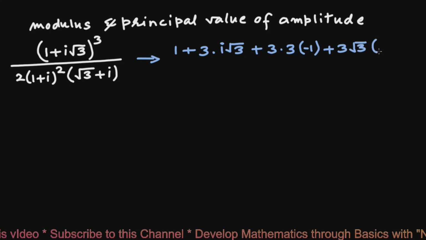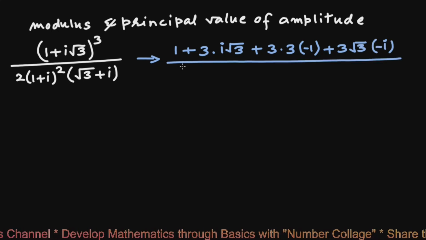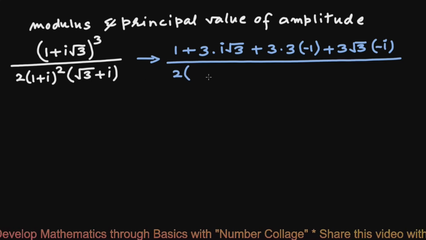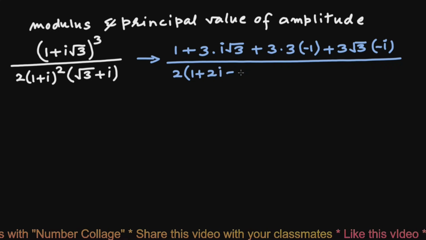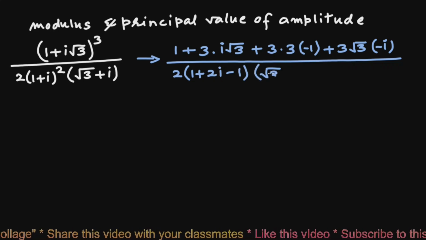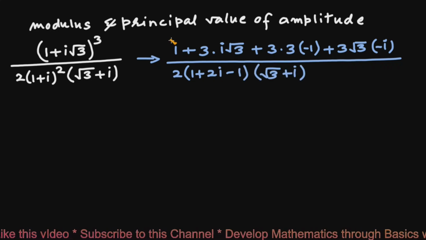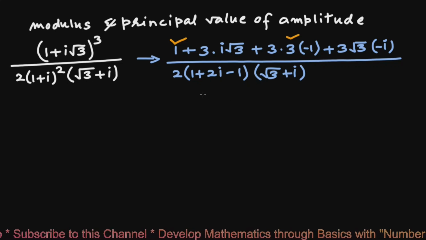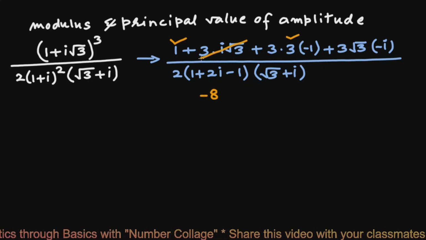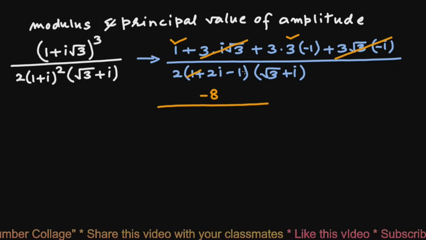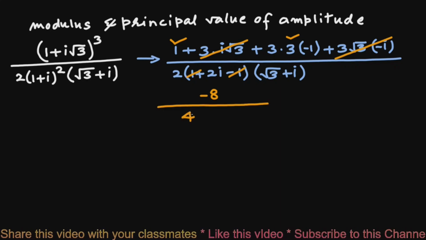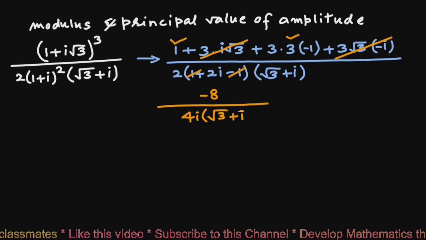which is minus i, upon 2 into 1 plus i whole square, which will be 1 plus 2i plus i square, into root 3 plus i. This 1 minus 9 will be minus 8. 3 root 3 i minus 3 root 3 i will be 0, upon 1 minus 1 will be 0, 2i into root 3 plus i.